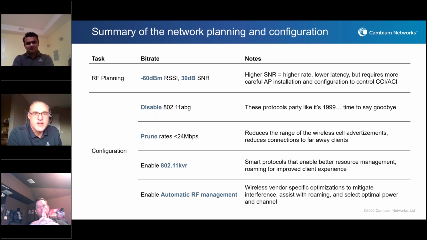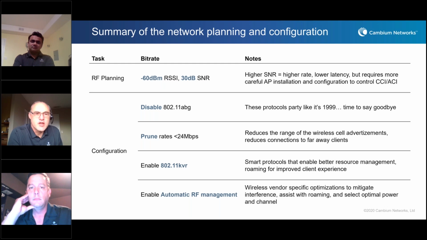and that's even more effective. Those protocols were designed in 1999, right? That's when 11A was released. That's when B was released. Those protocols are old, and the devices today just simply don't need them. They're still there for some backwards compatibility, but we just don't need to be designing the network to support those protocols. Prune the data rates.